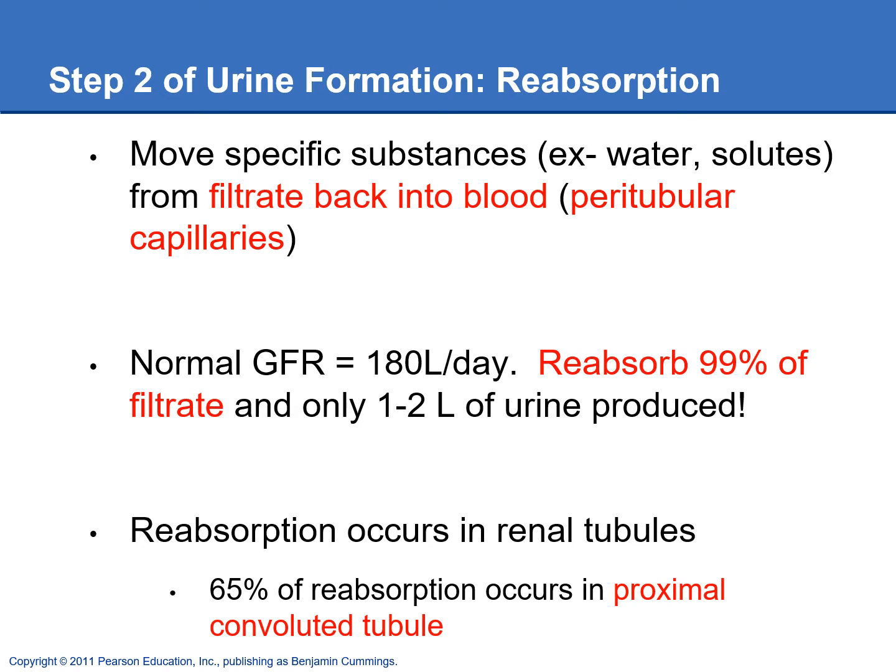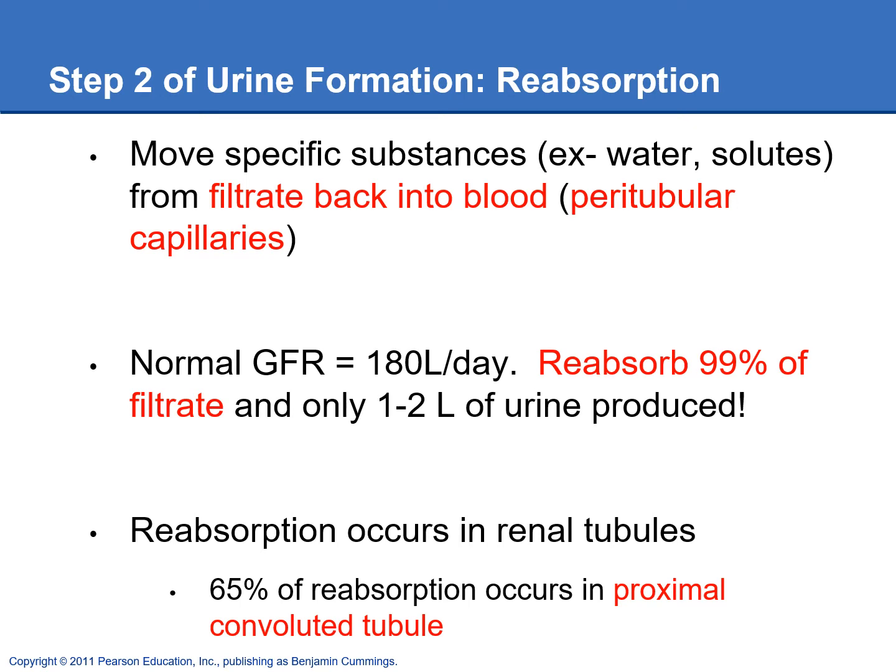During glomerular filtration, we're not selective as far as what gets filtered out of the plasma. So we do filter out the waste products, but we're also filtering out a lot of good things as well, things like glucose, amino acids, vitamins, and water. So these are things that we want to reabsorb from the filtrate and put back into the blood.